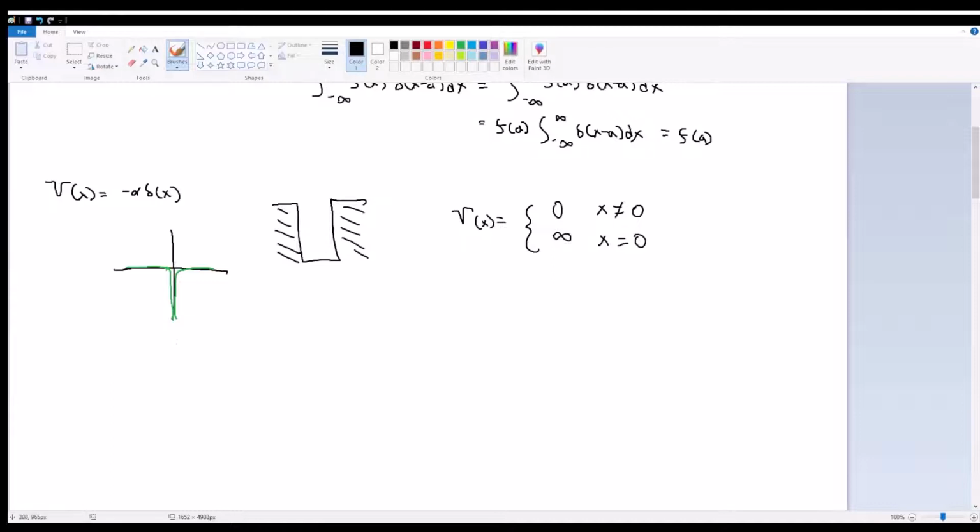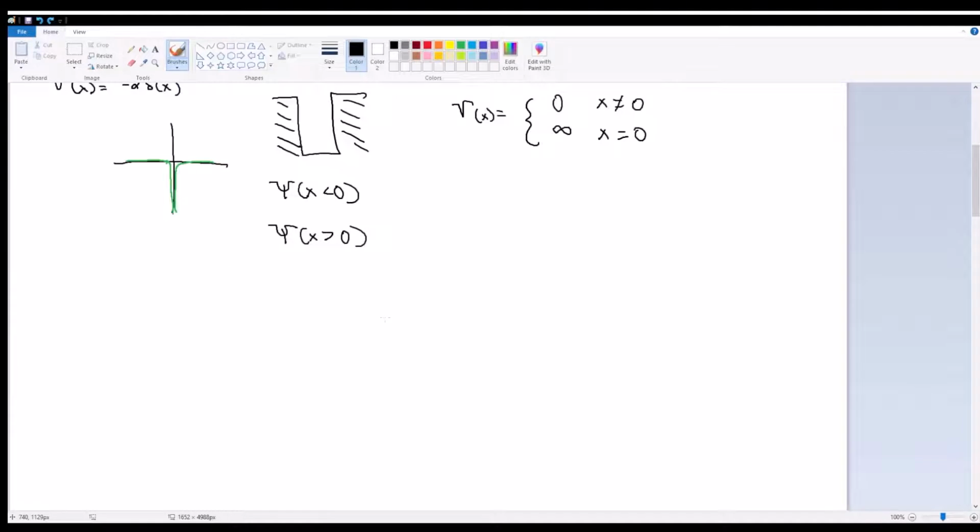So what we can do is analyze the behavior of psi directly to the left and directly to the right of the well. And then we can impose conditions, because remember, the conditions on psi still come up, which is that psi of x has to be continuous. It doesn't make sense for psi to be discontinuous. So there's nothing stopping us from looking at psi when x is less than 0, and psi when x is greater than 0, and then requiring that these two equal each other exactly at x equals 0, and stitching together a wave function like that. So let's do that. Let's write this out fully.